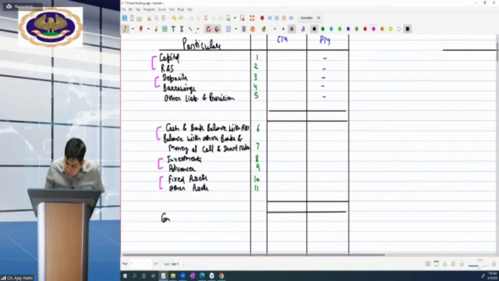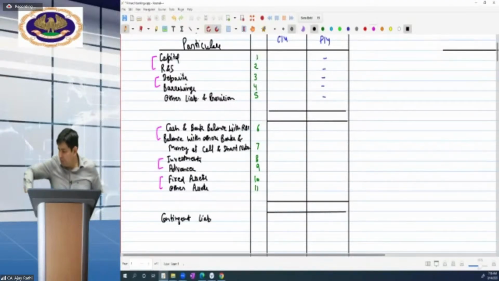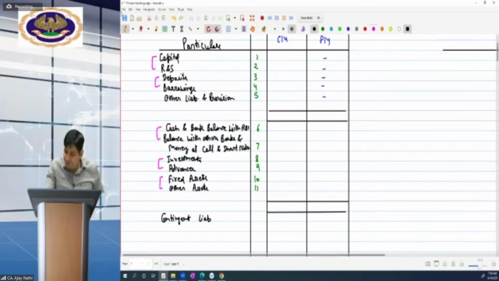Can you please give me the number, Danesh? Contingent liability. You asked, so I am asking you again. So the number will be 12. And the numbers up to 12 are in the balance sheet. Then after that, the series will start with 13 and that will move to profit and loss.